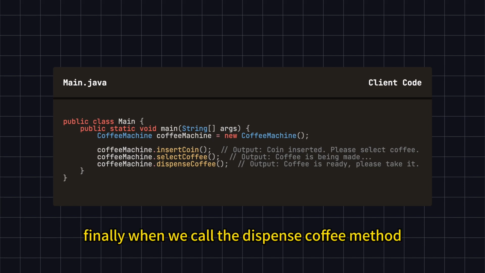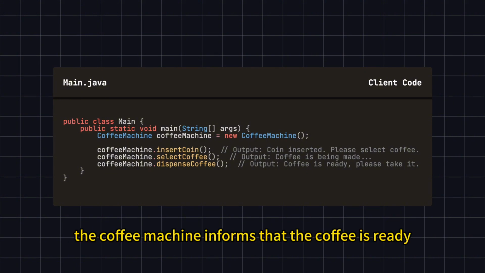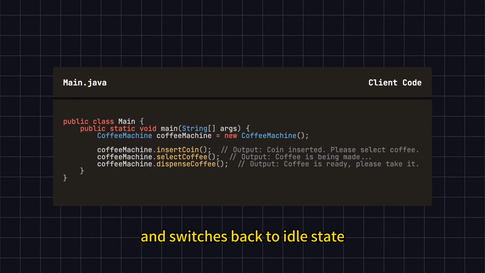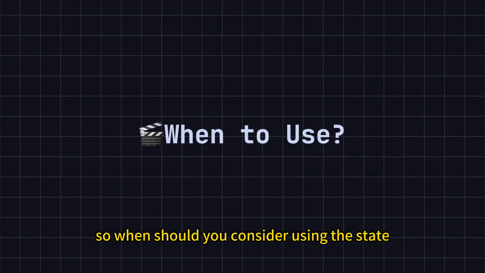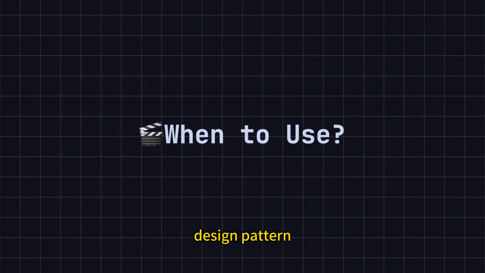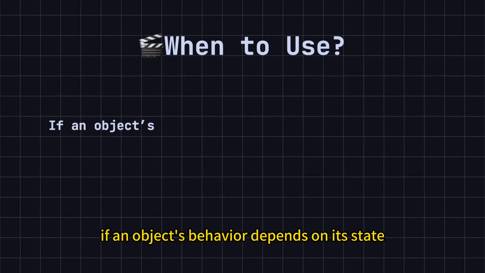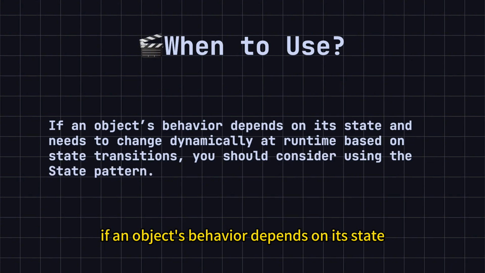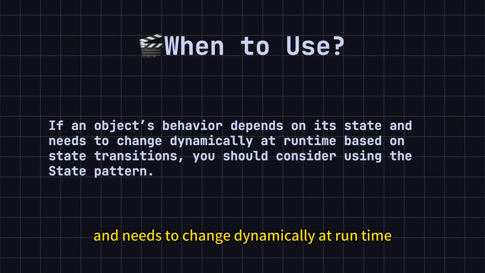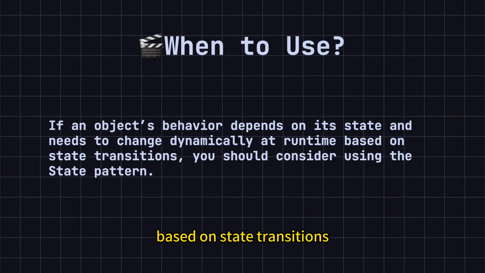Finally, when we call the dispense coffee method, the coffee machine informs that the coffee is ready and switches back to idle state, prepared for the next use. So, when should you consider using the state design pattern? If an object's behavior depends on its state and needs to change dynamically at runtime based on state transitions, you should consider using the state pattern.